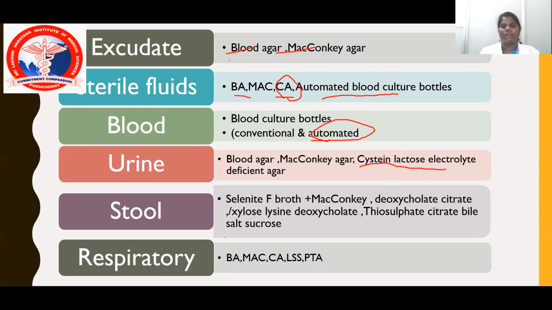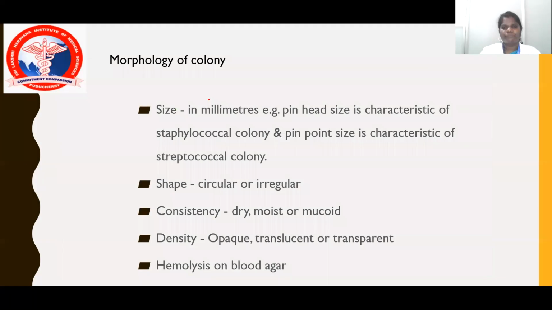If it is urine, you can go for blood agar, MacConkey agar as well as cysteine lactose electrolyte deficient agar. If it is stool, we can go for MacConkey, BCA, and xylose lysine deoxycholate. If you are suspecting Vibrio cholerae, you can choose TCBS, that is thiosulfate citrate bile salt sucrose agar. So these are the media you can choose based on the sample. What sample you collect and how you collect it depends on the syndromic approach.